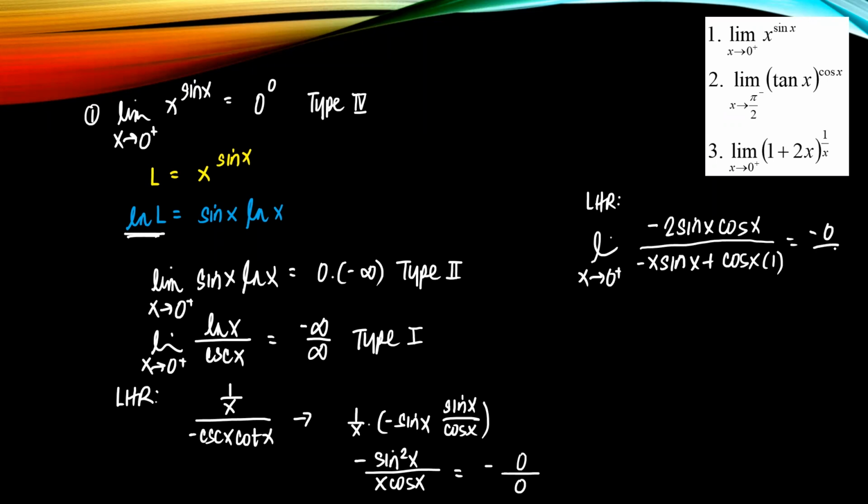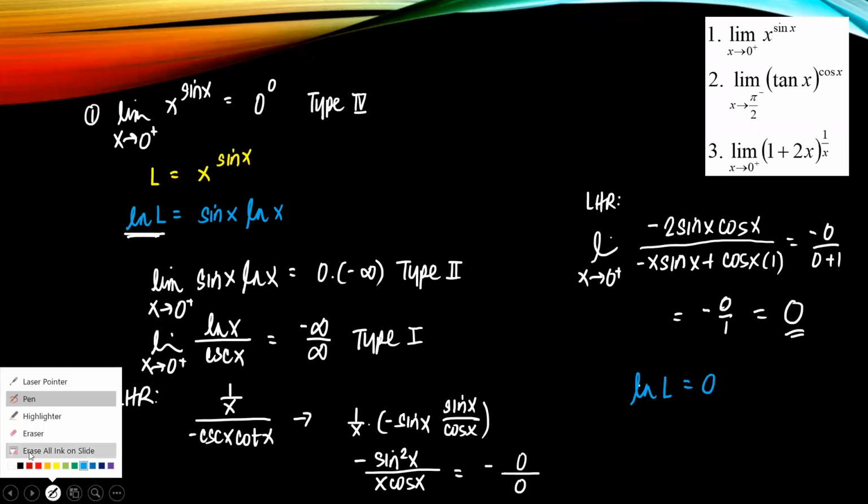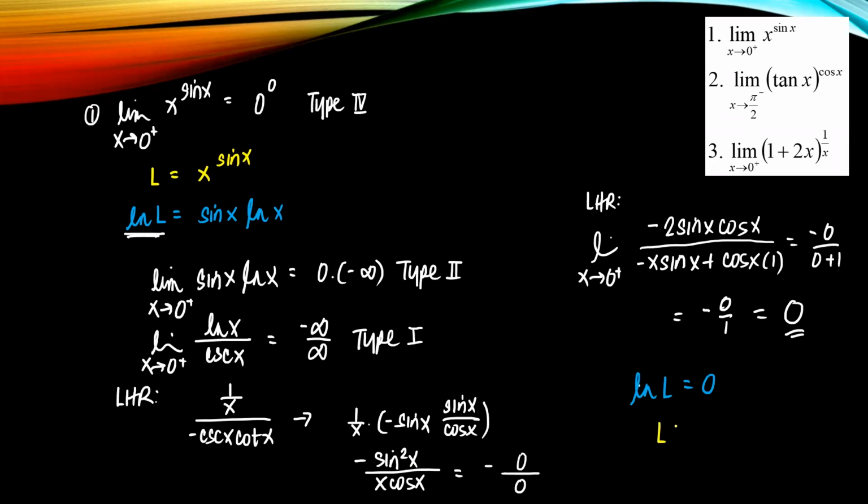On top, automatically, there's a 0. At the bottom, 0 times 0 plus 1. Oy, may 1. So that means it's 0 over 1, or basically 0, right? However, guys, take note that the 0 is actually ln of L. What is the limit, guys? Diba? So that means L is equal to 1.